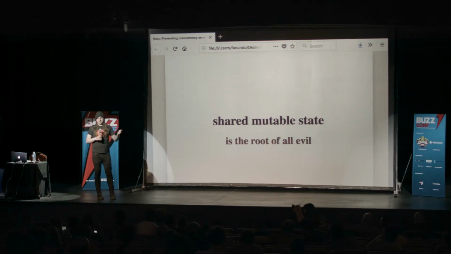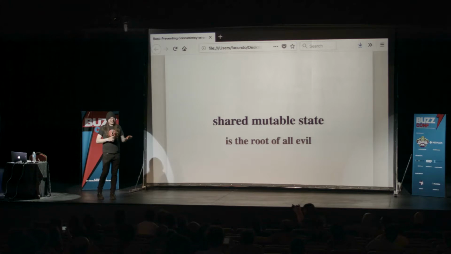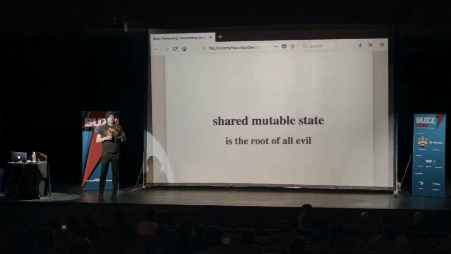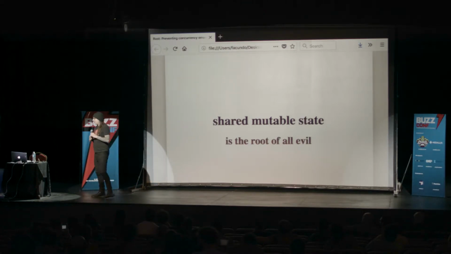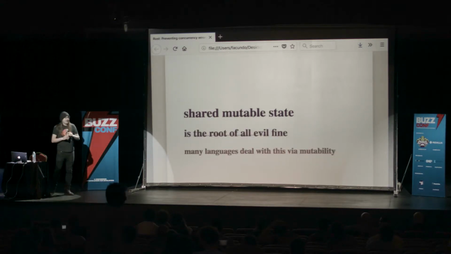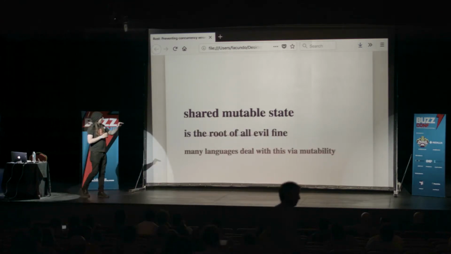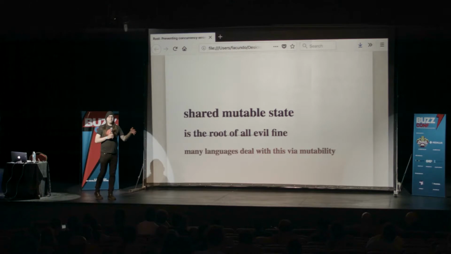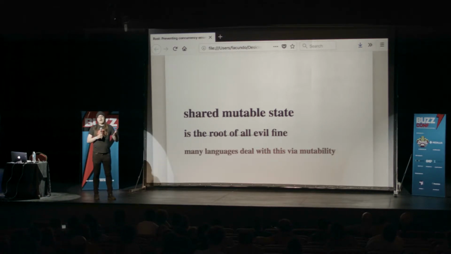Undefined behavior literally means that you don't know what's going to happen. So there's lots of bad things that can occur. However, because this is a slogan, people kind of repeat this without thinking about the details. And so many languages deal with this problem by saying, okay, we're going to get rid of the mutable part, and so shared state is fine. And so if you can make stuff immutable, then you solved one half of the problem, right?